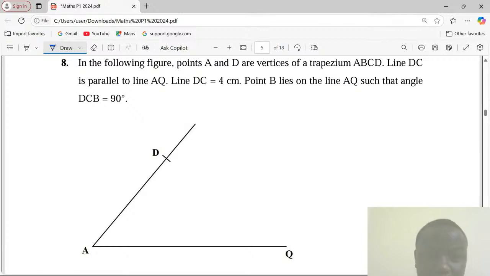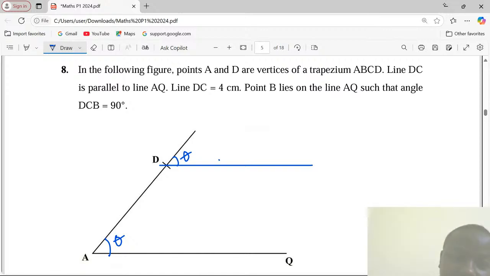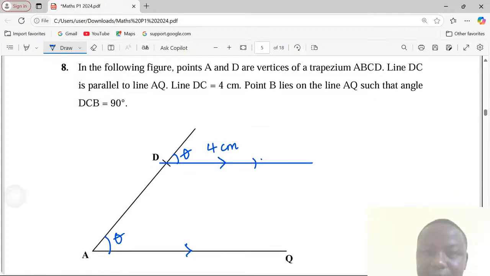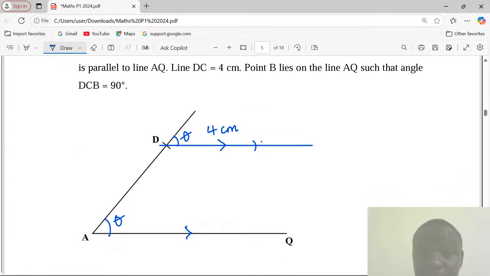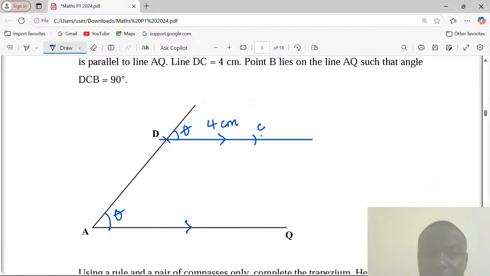Let me show you quickly what we're going to do so that we may handle this question. To ensure that DC is parallel to AQ, we can transfer the angle at Q. The angle here, we transfer it on the upper side of D. When you measure it there, then you produce a line. Then automatically, the line produced at this point is going to be parallel to AQ. Then along that parallel line, you measure your 4 centimeters. We're also supposed to know that B is somewhere along AQ. Then we have gotten our C. DC equals 4 centimeters.